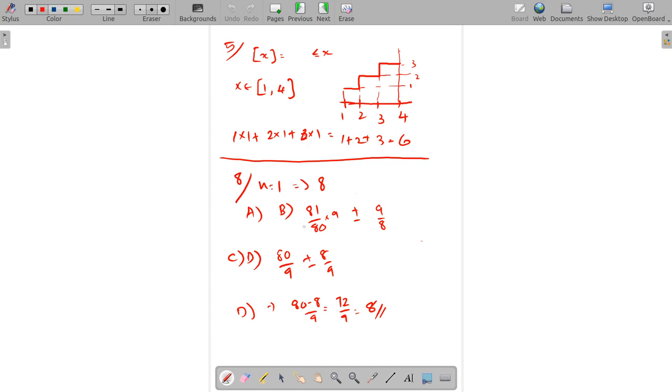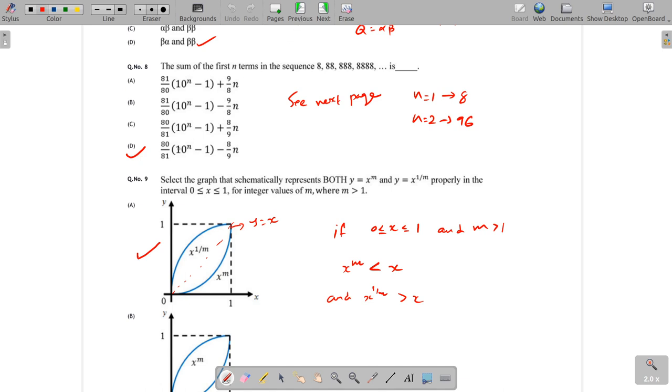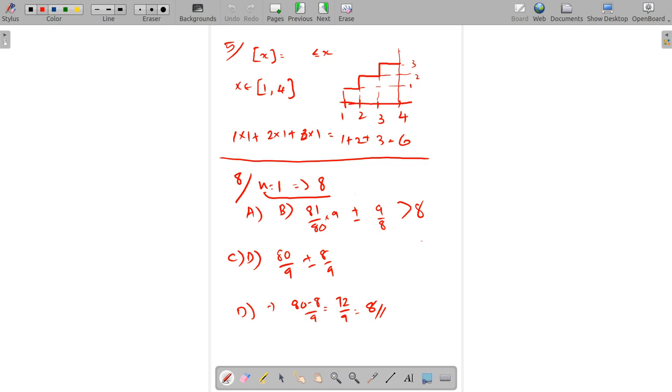I did not try A and B actually. If you put n equal to 1, I am just looking at the first case. A and B are actually greater than 8, so I am not doing that. And C also is greater than 8, but D is actually the answer. So we just put the value n equals 1 in D here. In that you will get 80 divided by 81 times 10 minus 1, which is 9, so 9 by 81 gives you 9 here. So 80 minus 8 divided by 9, which is 72 by 9, which is 8. So your first term is fine.